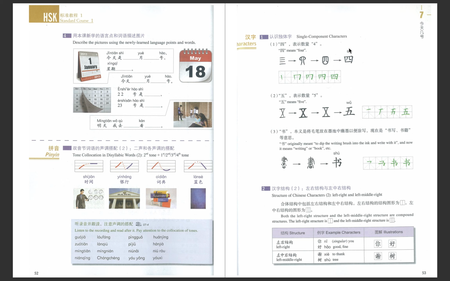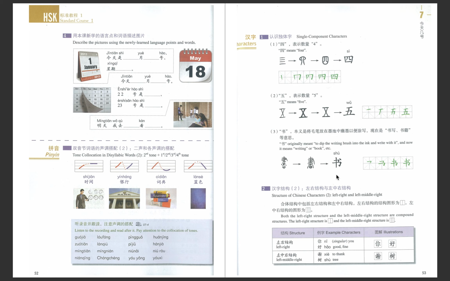Single component characters. So number 4, 四, and the writing order is like this. If you are interested to learn how to write, you just follow this chunk first. You do this straight line and then so on. You just mimic it from left to right. 五, 5. 书, book.